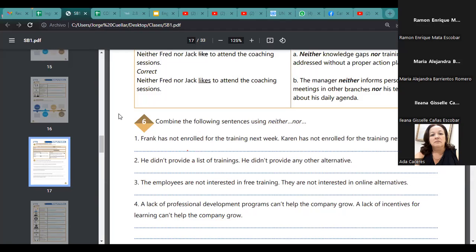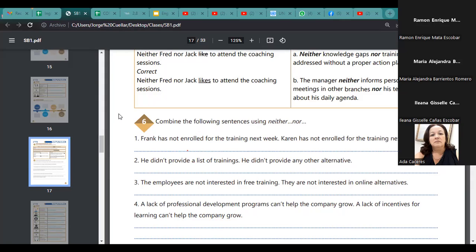Teacher, just one question about the last sentence. We couldn't begin with neither, he didn't provide a list of trainings? It's better to say he neither provide. Okay, good. Number three, how is going to be?